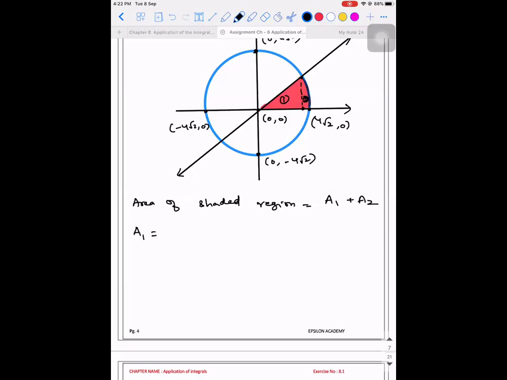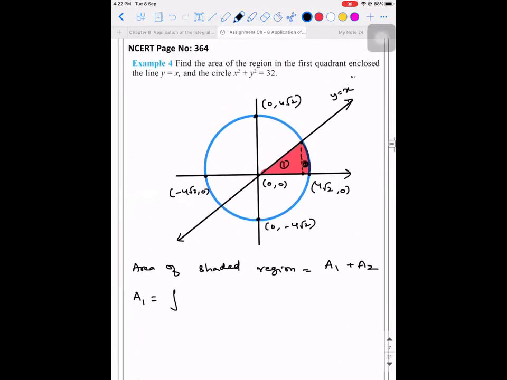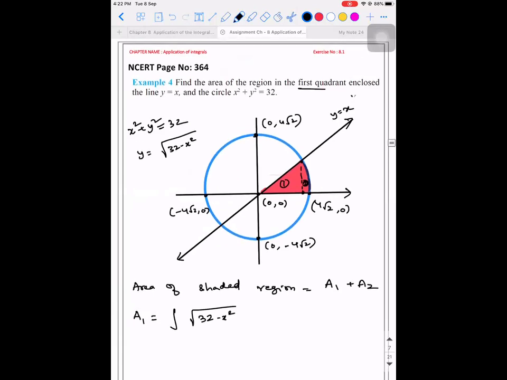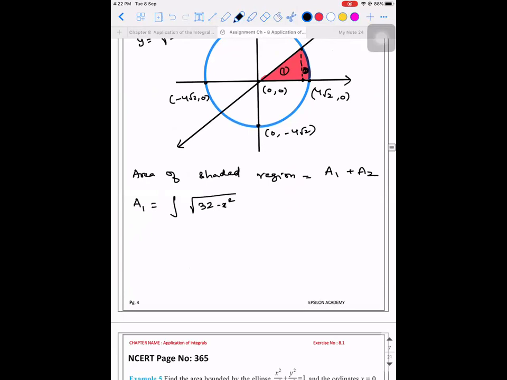Tell me one thing, in this problem, will you solve with respect to the x-axis or y-axis? X-axis is easy for us, right? So when you do for A1, write the integral. X-axis means you need to write the y value. We know that x square plus y square is equal to 32, so y is equal to root of 32 minus x square. I'm taking only the positive value because it's the first quadrant, as they themselves have told. So root of 32 minus x square, don't forget dx. Now tell me the limits.